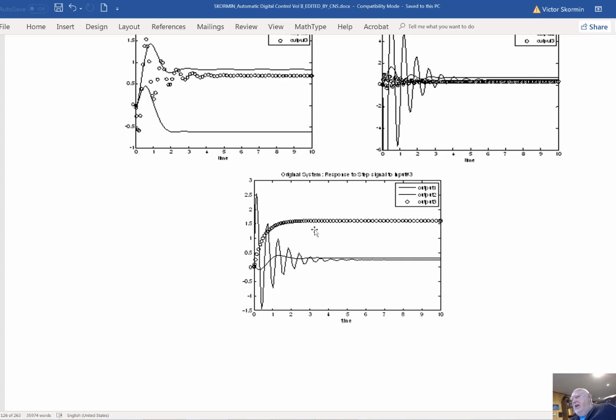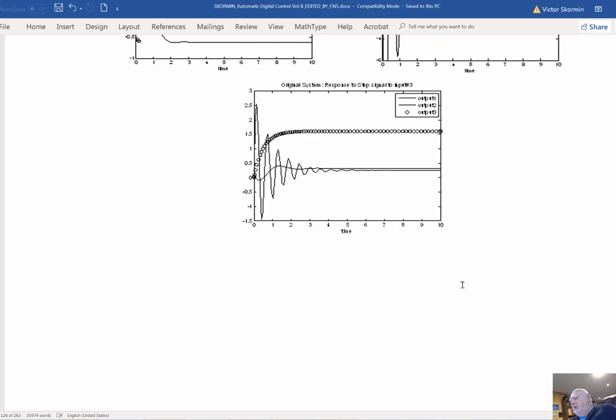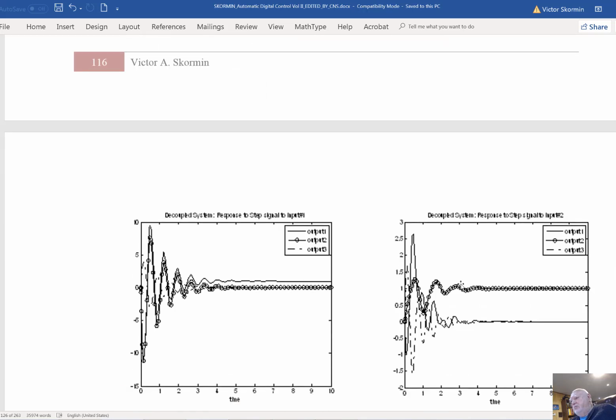So, since I applied a step with magnitude equal to 1.5 to the input row 1, I see residual effect only in the output variable number 1, and the final increment is equal to the magnitude of the step applied to row 1. In all other outputs, I see no residual effects.